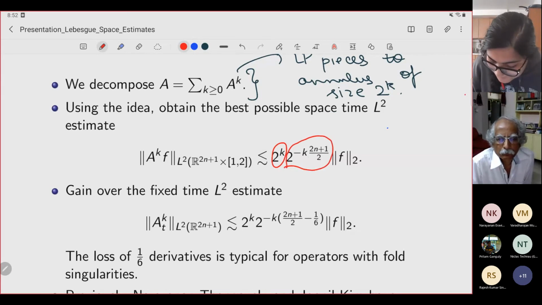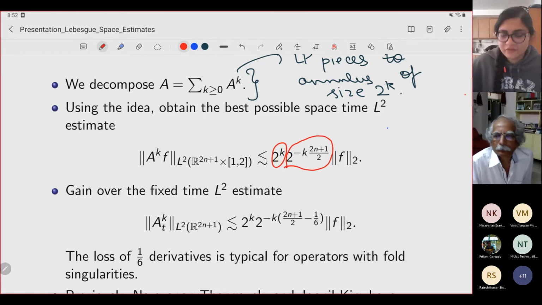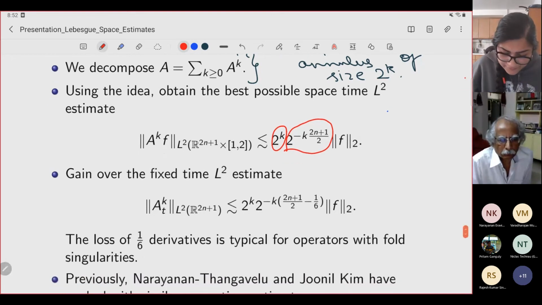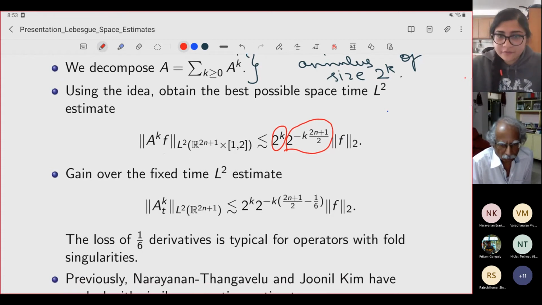So you get a decay, and you gain in all the directions, all the 2n plus 1 directions. So that's why you have such a nice gain over here. And this comes from Hörmander's L2 estimates. And suppose we had not used this thing of using different variables away from and near the fold, and had just gone with fixed time estimates throughout, meaning things would have gone worse at the fold.